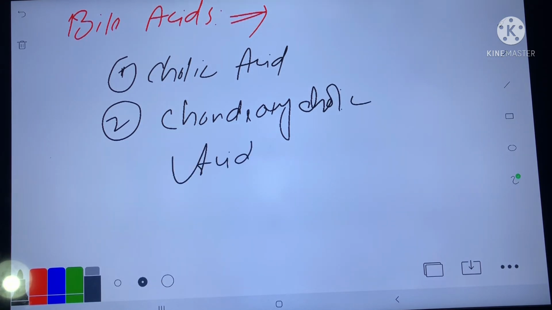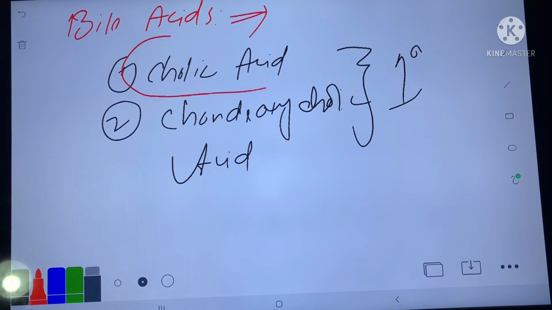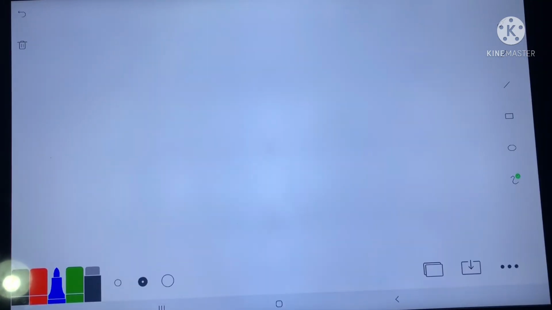It also consists of this. So these two are considered as primary bile acids. When these two acids reach the small intestine, bacteria act on these acids and convert them into secondary bile acids.